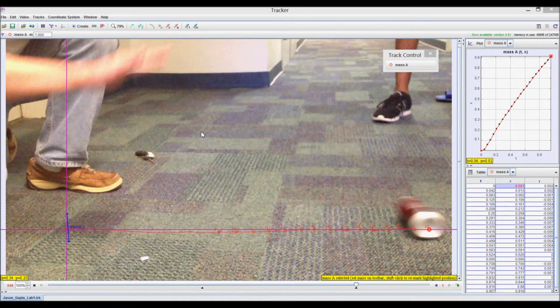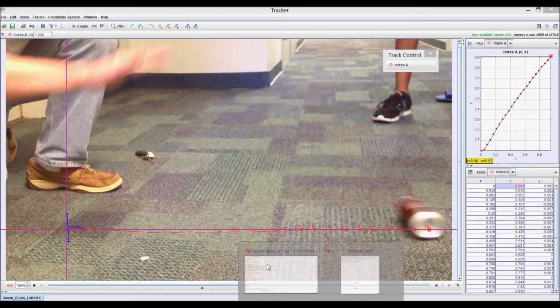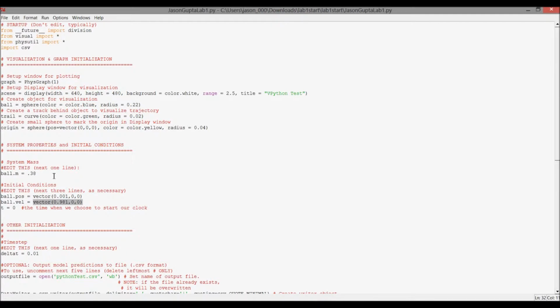Now let's view our computational model in VIDLE. In order to make this a correct and accurate model, we need to make sure we enter a couple values for our can. First, let's enter the mass of the can, which is 0.38 kilograms. Next, we want to enter the initial position of our can, which in this case is 0.001, 0, 0. This can be found by looking at the first point in Tracker.